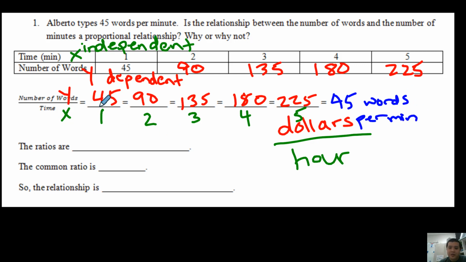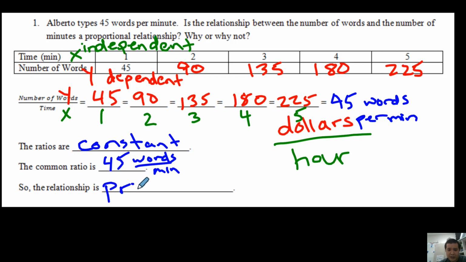Okay, so the ratios for each one of these, this is a ratio 45 to 1, 92, etc. The ratios are constant. The common ratio is 45 words per minute, because each one of these gets us 45. The relationship, therefore, is proportional because he doesn't change the speed at which he reads at all.